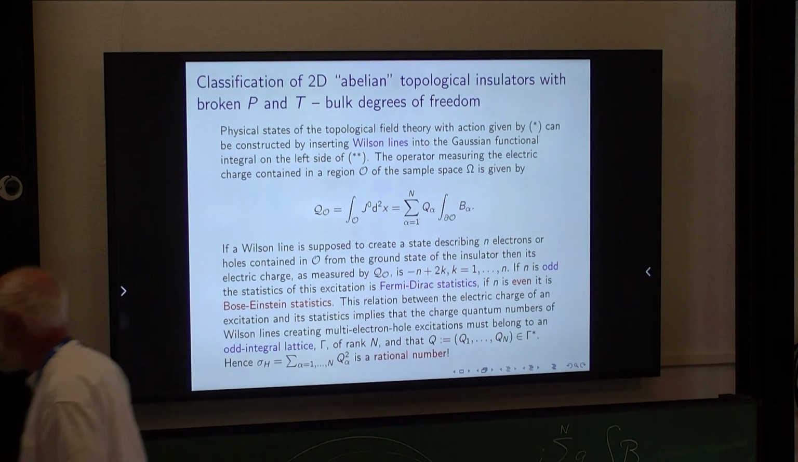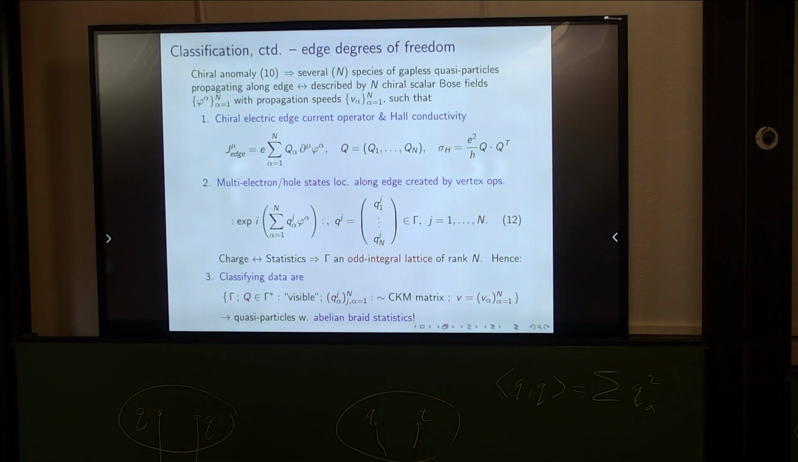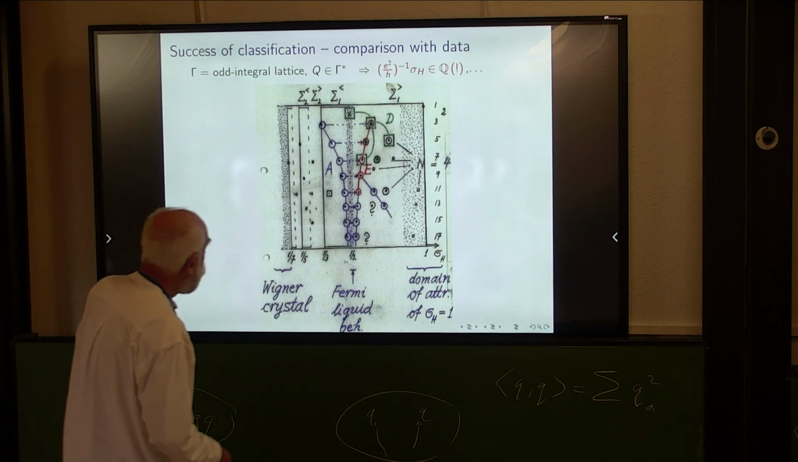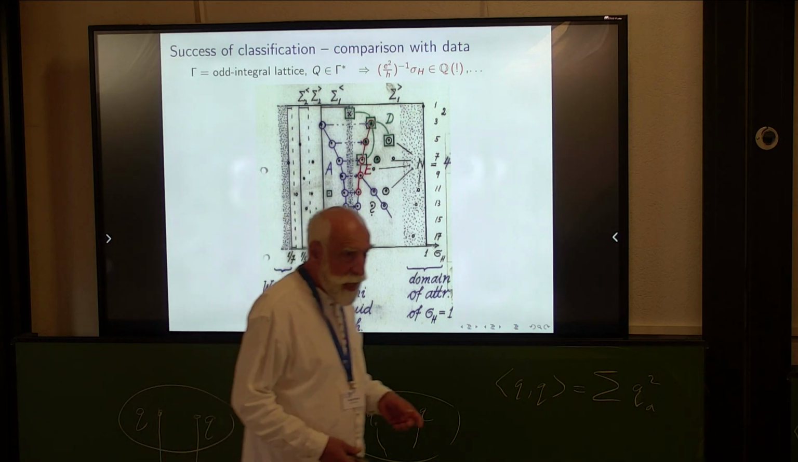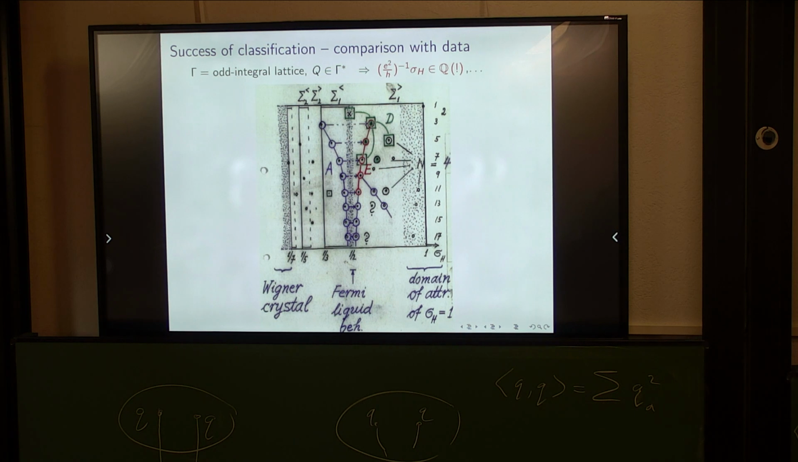Well, here is a classic. Here's the same story, but in terms of H-mode, I have to skip it because it's supposed to stop. So here's the result of the classification. We classified in detail Hall insulators with a Hall conductivity in the interval 0, 1.